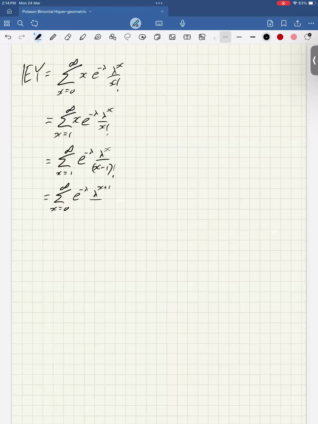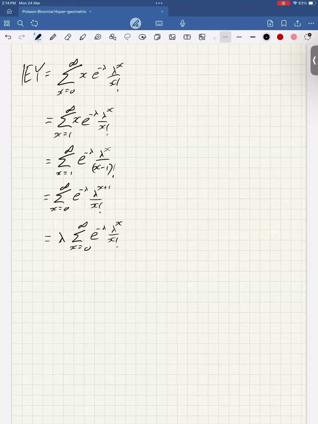And here, x factorial. And now we can see that we can take out this extra lambda from this plus 1. We can take it out of the summation if we would like, and we'll have the summation from x equals 0 of e to the minus lambda, lambda to the power x divided by x factorial.